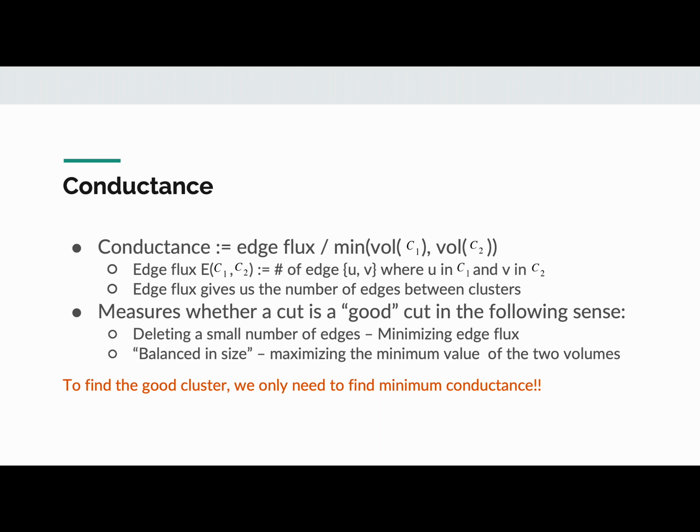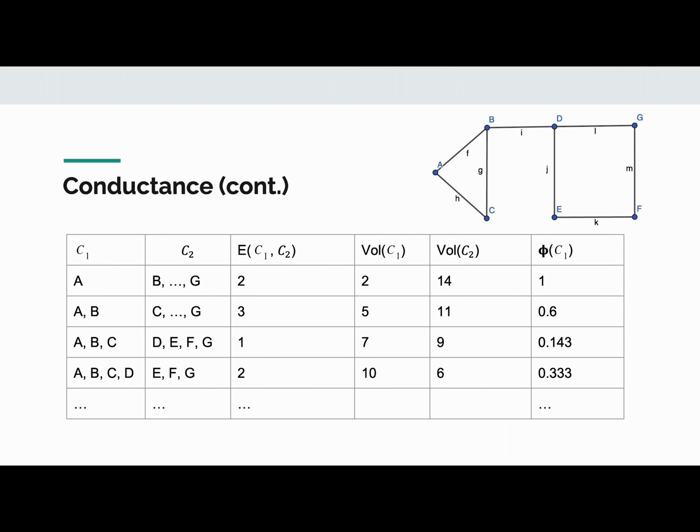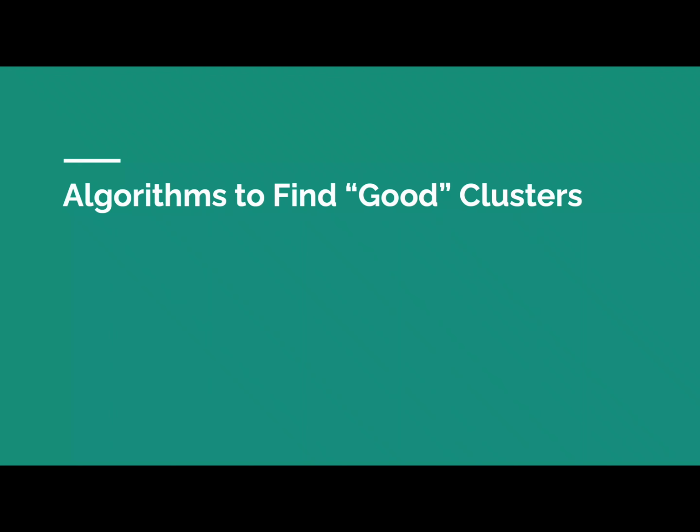Therefore, all we need to do is to minimize conductance. Here are some examples of the conductance we computed for different choices of clusters. We can see if we choose A, B, C to be our cluster, we get the minimum conductance. Also, if we look at the graph itself, A, B, C do give us a good cluster as opposed to the other choices.